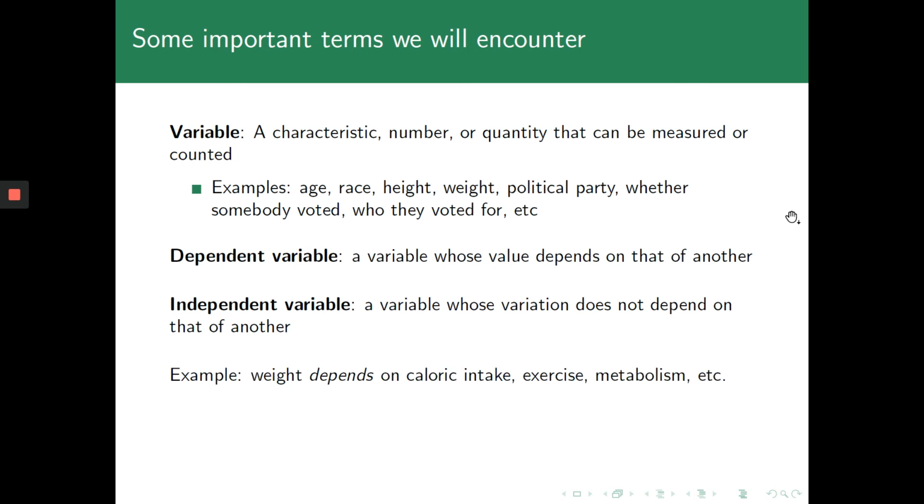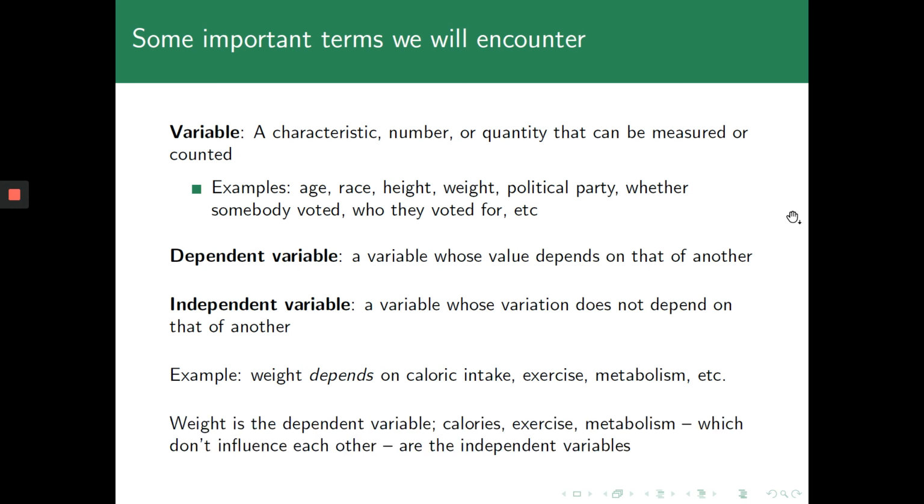So I'll give you an example. Weight depends on caloric intake, exercise, metabolism, and all these other things, right? Weight is the dependent variable here. It depends on those other things. Calories, exercise, metabolism, those things don't actually influence each other. Those are the independent variables. Okay. So those are some of the important terms. I just want you to be able to keep dependent variable and independent variable straight throughout the semester.